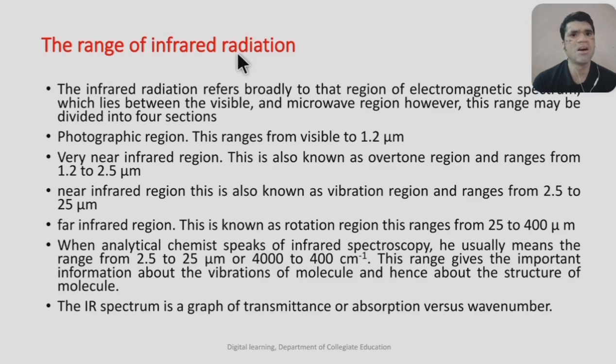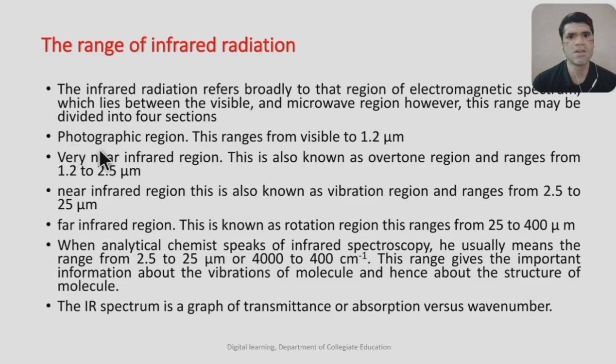The range of infrared radiation. Infrared radiation refers broadly to that region of the electromagnetic spectrum which lies between the visible and microwave regions. That means in the electromagnetic spectrum, the infrared region occurs between the microwave and visible regions. Further, this infrared region can be divided into four sections.